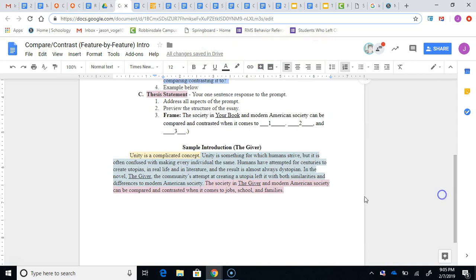In my bridge, I wrote this. Unity is something for which humans strive, but is often confused with making every individual the same. Humans have attempted for centuries to create utopias in real life and in literature, and the result is almost always dystopian. In the novel, The Giver, the community's attempt at creating a utopia left it with both similarities and differences to modern society.